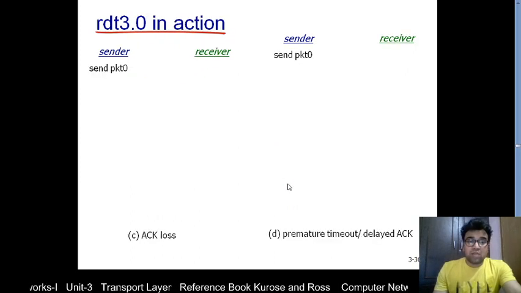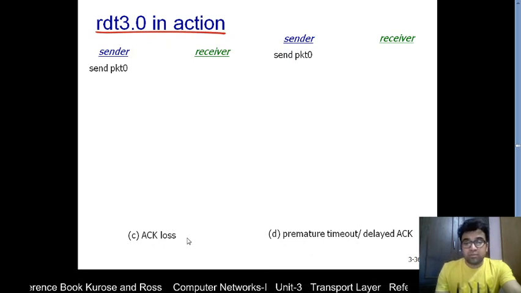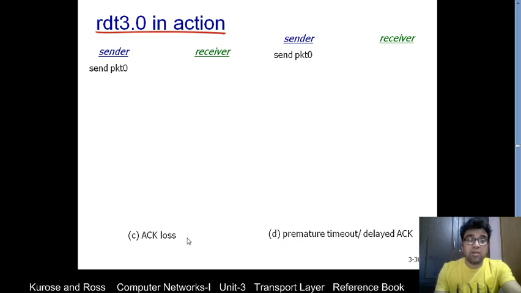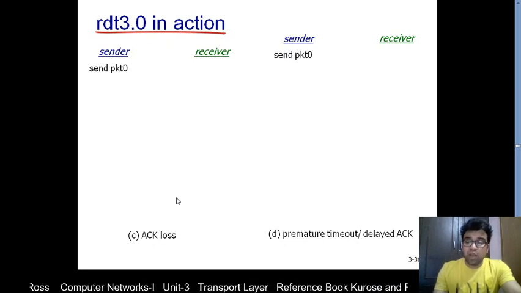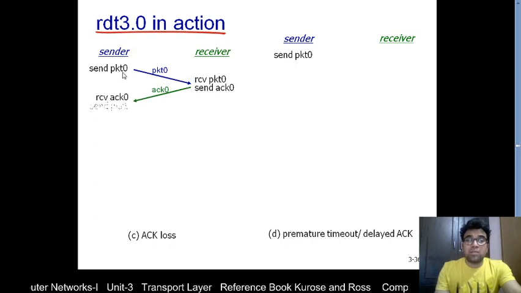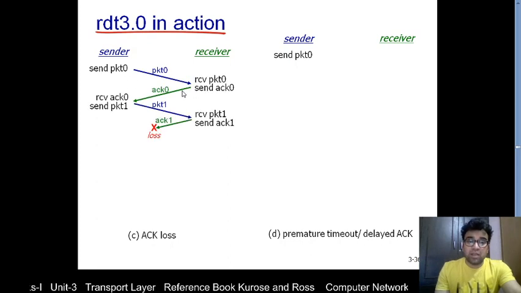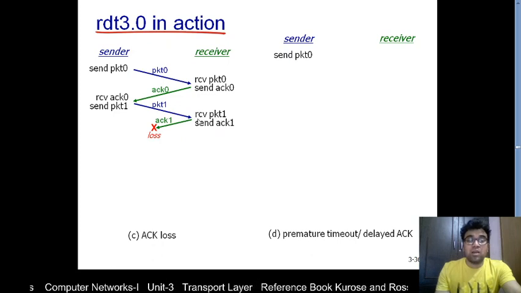Now we see our next slide, in which we have two more cases of RDT 3.0. The first one is if our acknowledgement disappears during its journey. What will happen then? Let's see. The sender sends packet number 0. It is received by the receiver. It sends back its acknowledgement to the sender. Now the sender sends packet sequence number 1 to the receiver, and here you can see the receiver creates an acknowledgement for this and sends it back to the sending side. But you can see there is a loss of acknowledgement 1.